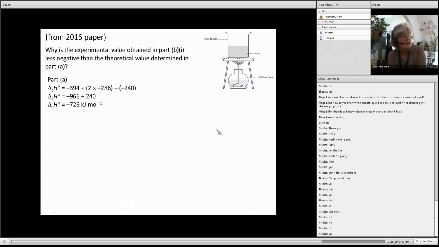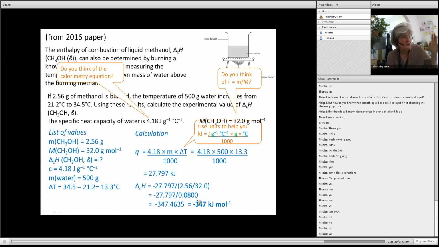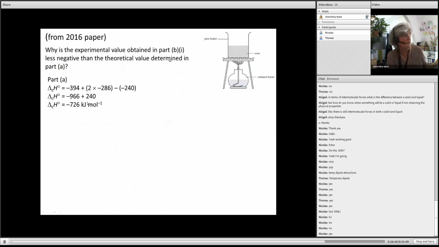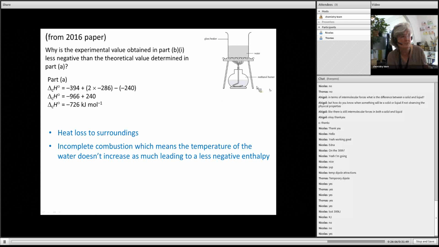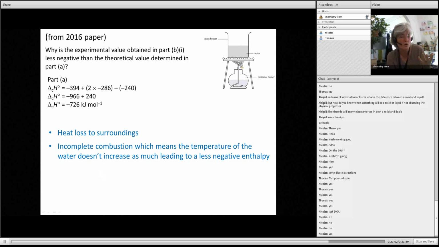Okay, carrying on for that same paper, you'll often get a merit level opportunity where they'll say, why was this value you calculated over here different to whatever. So they said part A. I've just given you part A over here, and you'll see it was minus 726, whereas you've calculated minus 347. So you have to say something like, well, heat was lost to the surroundings because it's not insulated. It may have been incomplete combustion, so it may not have all gone to carbon dioxide and water. It may have gone to carbon or carbon monoxide, something like that.